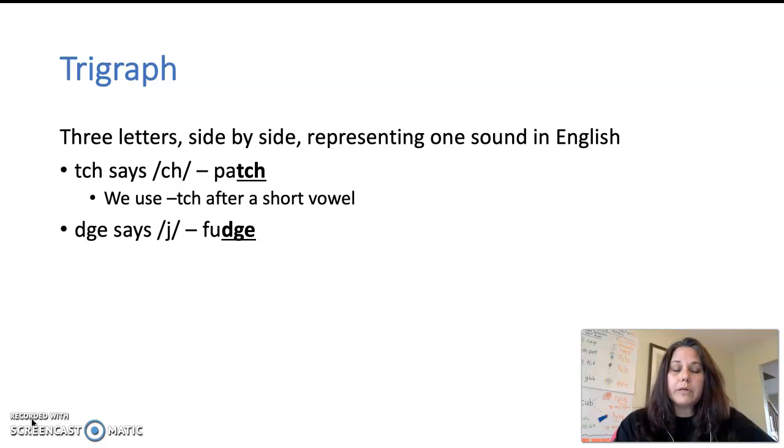There are no words that end in the letter J in English. So, to represent the letter J in English, one way after a short vowel, like in TCH, is we can use the spelling pattern DGE, which says J, as in fudge.